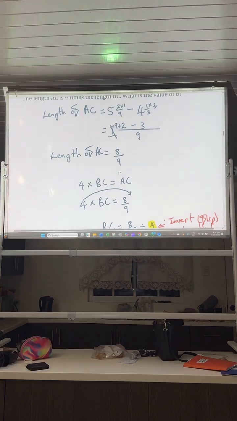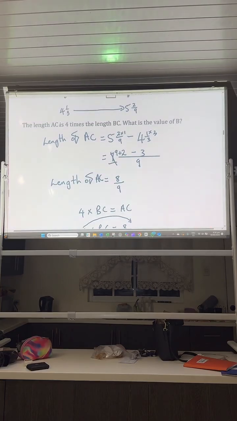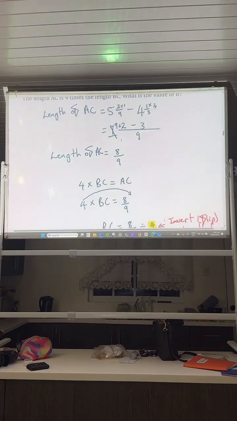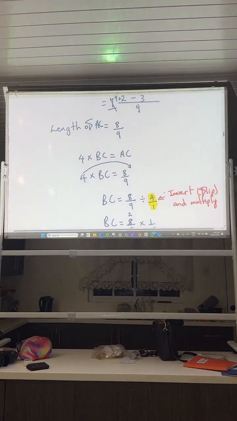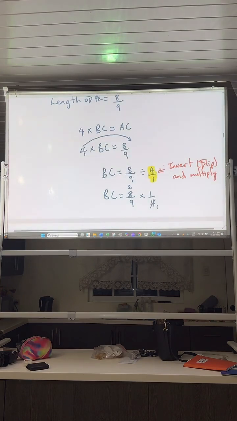They said AC is 4 times BC. So 4 times BC is equal to AC. Like what we do in algebra, you want to move the 4 to the right, and if you are multiplying on the left hand side, you need to divide on the other side. So I have 8/9 divided by 4/1. I have it in red here.